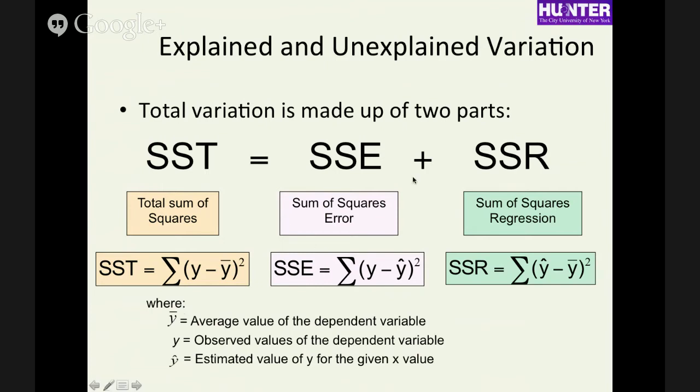And that is equal to the sum of these two parts. One is the sum of squares of your errors. So these are the residual terms, the ones that I plotted on the last one. And then the other part is the part that is explained by your model. So this is what's not explained, this is what is explained. And the explained part is the predicted values minus the overall mean.